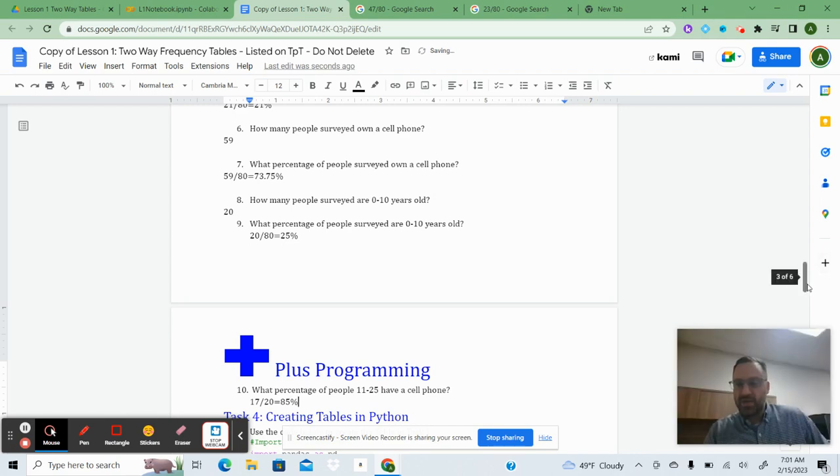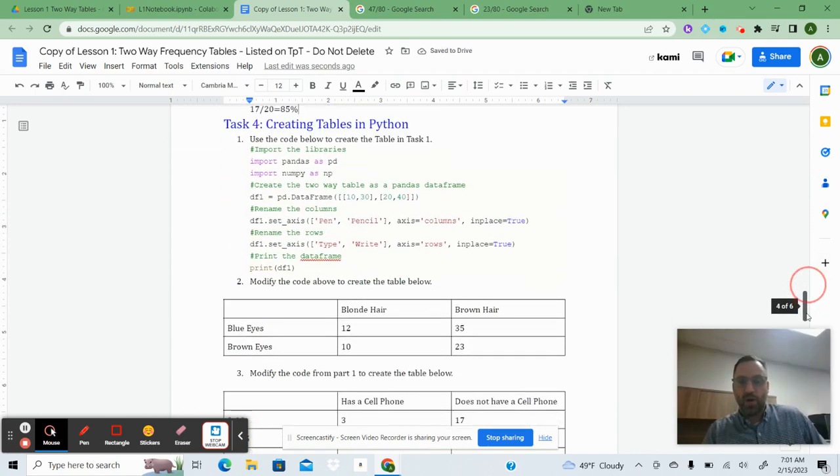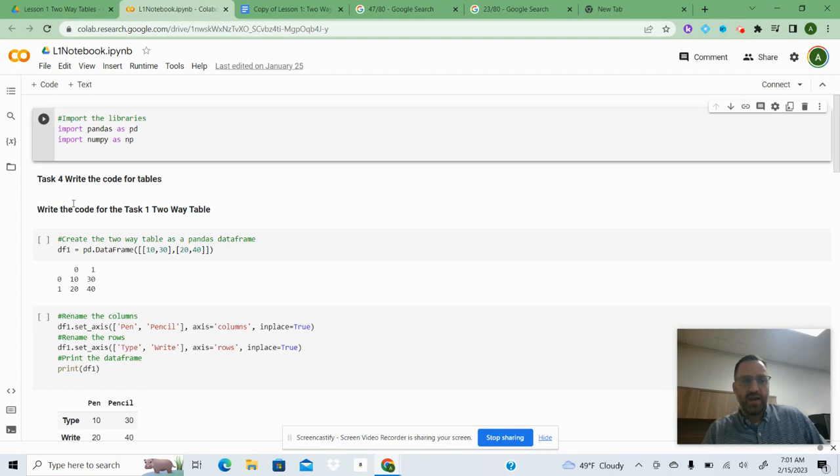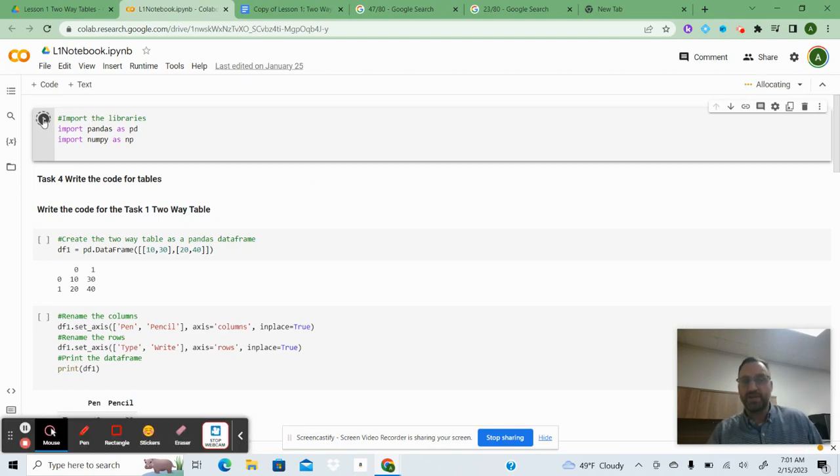So now we're going to create those tables in Python for task 4. So on here, I'm just going to import the libraries in my notebook. So I'm just running this code cell here. And then again, what I would do for students is print this out and give it to them for task 4.